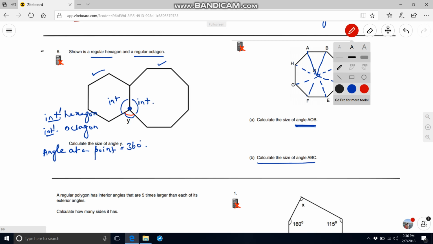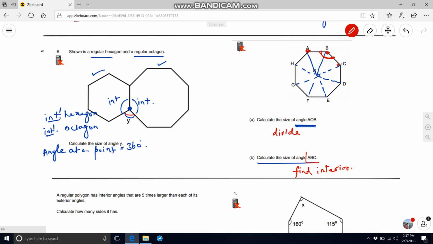To get ABC, this is ABC. ABC says interior angle. B is interior. So find the interior angle. That's all. Here, whatever value you have, divide by 8 so that you will get only this portion.